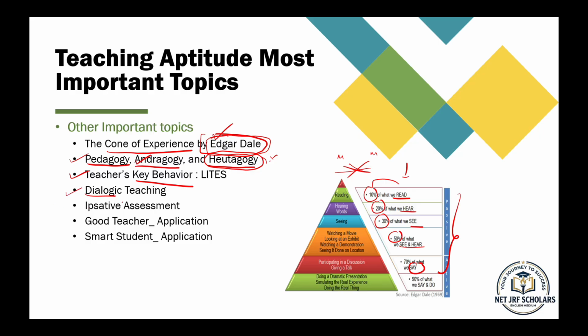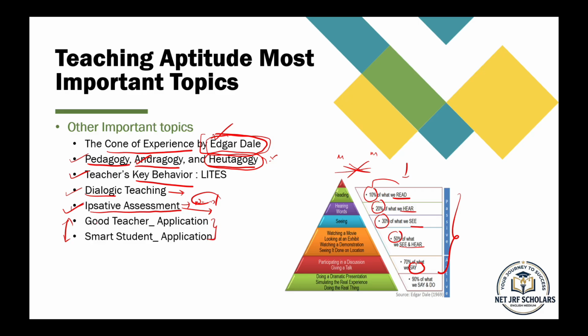And teachers' behavior. What is dialogue teaching? It's like an interaction between student and teacher to learn about something. And episodic assessment is different from norm or criteria based evaluation. It is evaluating the student's performance with respect to the student's previous performances. That is what episodic assessment is.